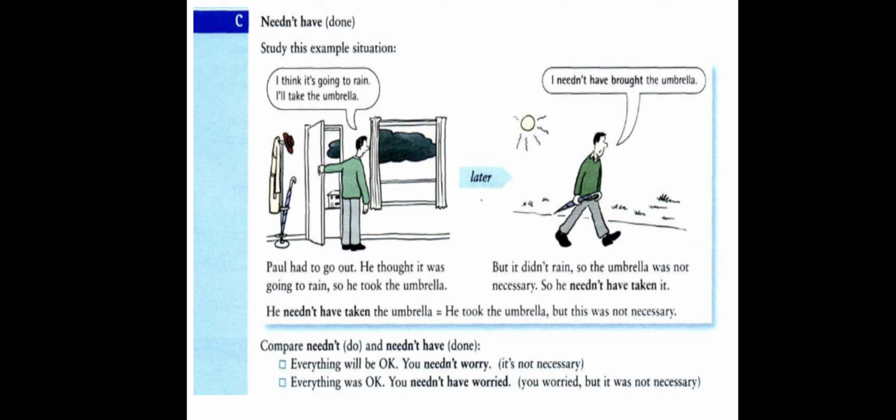He needn't have taken the umbrella. It was not necessary for him to take the umbrella. So we say he needn't have taken the umbrella. He took the umbrella, but this was not necessary. He discovered that it was not necessary to take the umbrella. So he said, I needn't have brought the umbrella. So we use needn't have plus past participle to express the necessity here, but in the past.